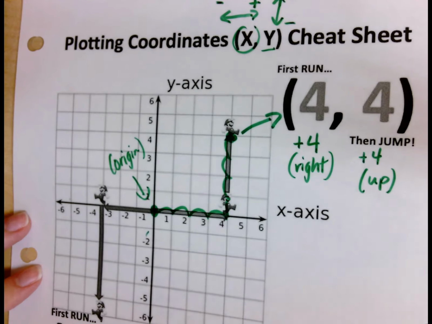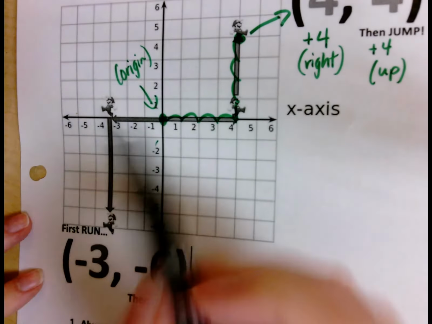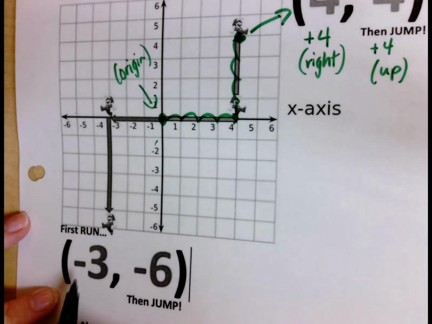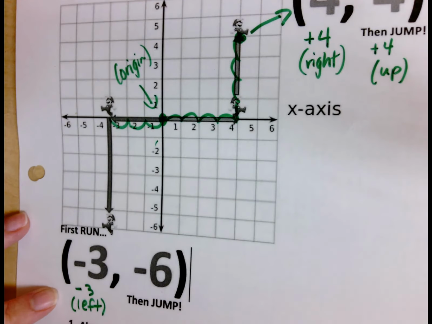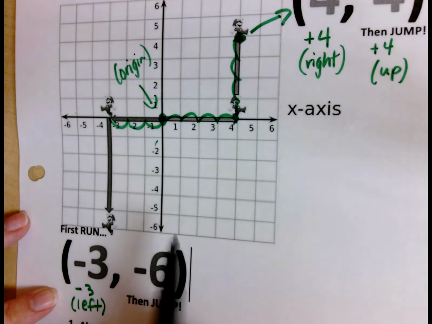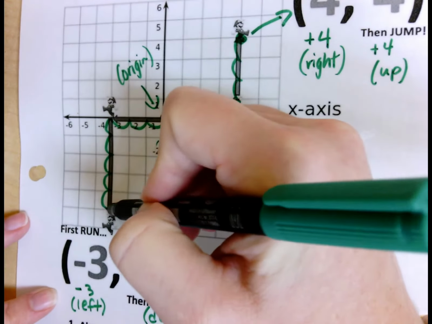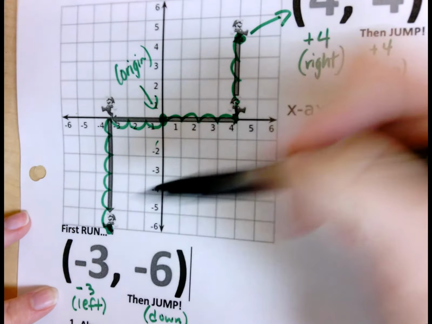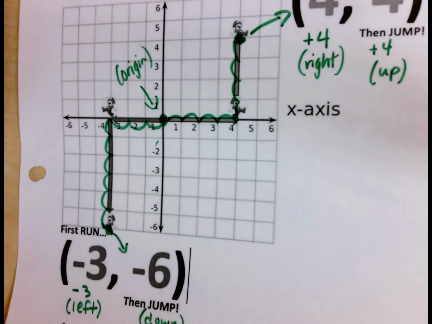Now, if we are dealing with negatives, it's a little bit different. Again, we start at the origin. Notice the x tells me to move left or right. In this case, it is a negative 3, so we are moving to the left. So we're going to go 1, 2, 3 places to the left, and then to the y value, which is negative 6. This means I'm going to be going down because it's negative. So I'm going to go 1, 2, 3, 4, 5, 6, and right here is our final resting place for Mario. And that's the essentials of how to plot a coordinate.